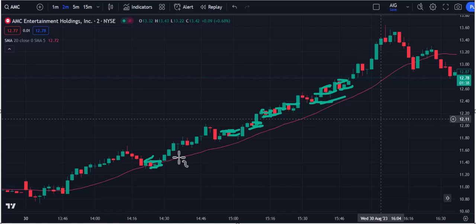Okay, that's it. I just wanted to go over that really quickly because it was something that was playing out this morning in these two stocks. And it's a really good strategy to have in your pocket, especially for scalping. But as you can see, if you hadn't scalped out of either Apple or AMC, you could have gotten some really good moves in both of those stocks this morning.